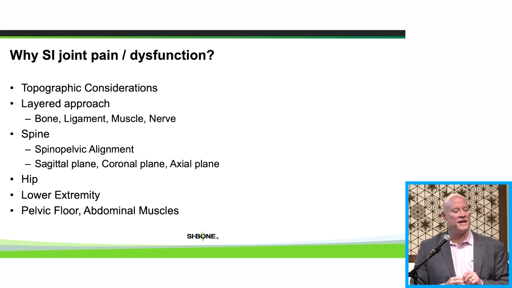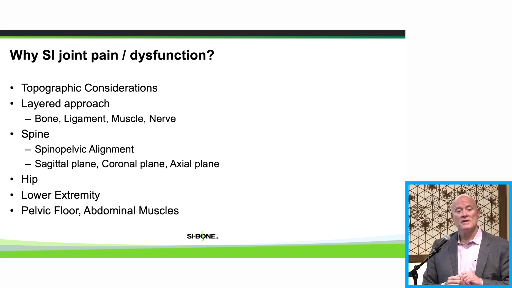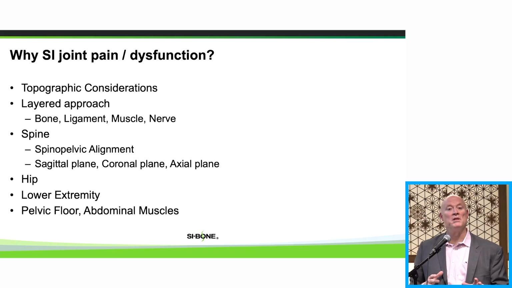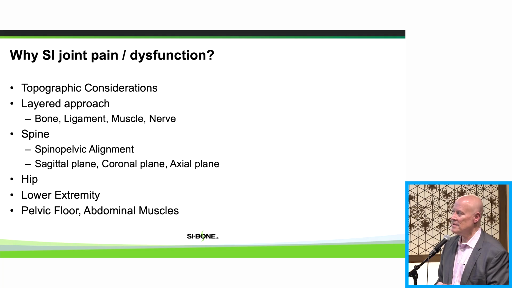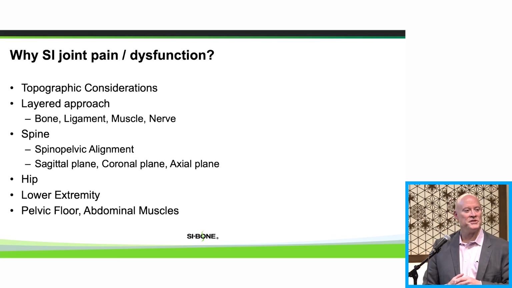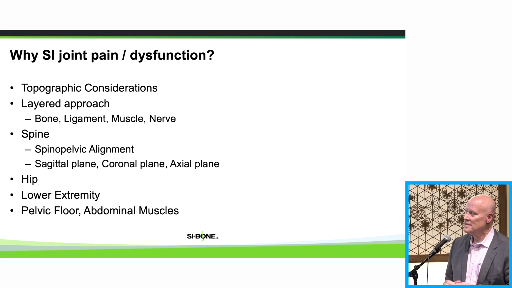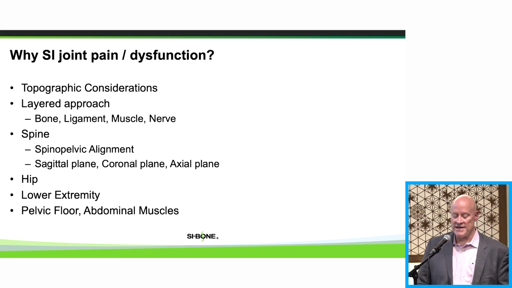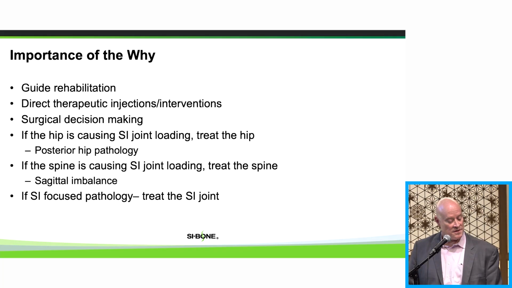With regard to the spine, think about spinal alignment, spinopelvic parameters, and the position of the pelvis in all 3 planes. Deformities in all 3 planes will affect the SI joint. Think about the hip, particularly the posterior hip, and the lower extremity. A couple of the presentations yesterday at the hip conference were about the influence of the rotational parameters of the lower extremities on the hip and hip biomechanics. And I'd really like to emphasize that last one, the pelvic floor and abdominal muscles.